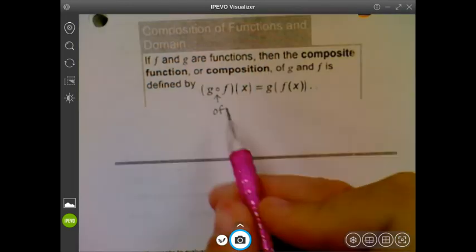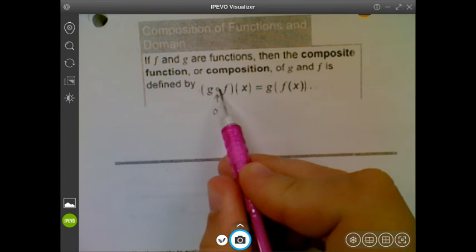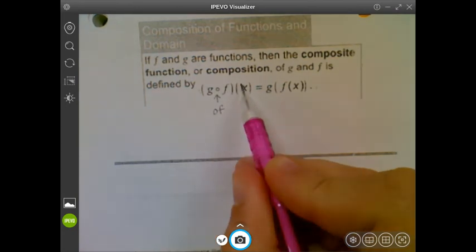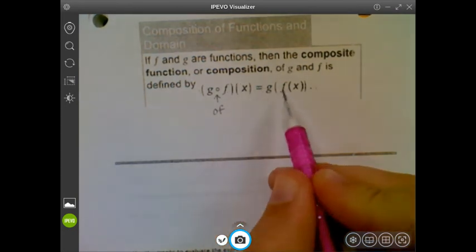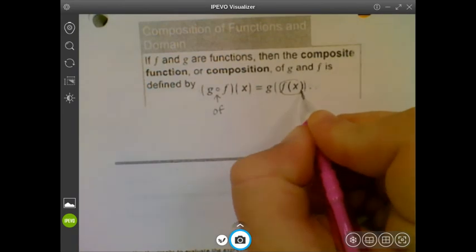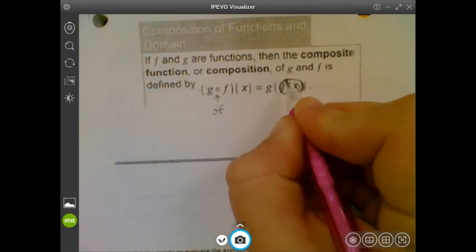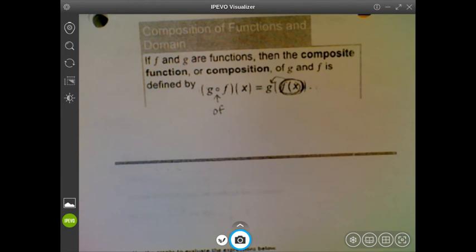So when you read this, it would be g of f of x, and that's going to be equal to plugging in f of x. You're going to take your f of x function and plug it into your g function. So it's not an add, subtract, multiply or divide. It's a composition, where you take one function and plug it into the other function. They're called composite functions, or you could hear them referred to as a composition.